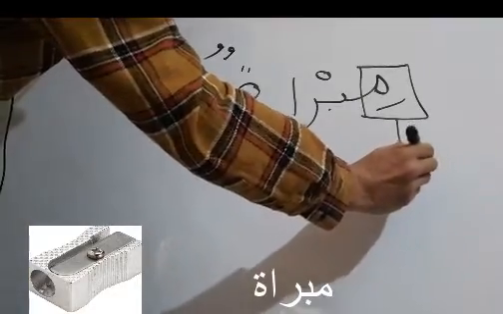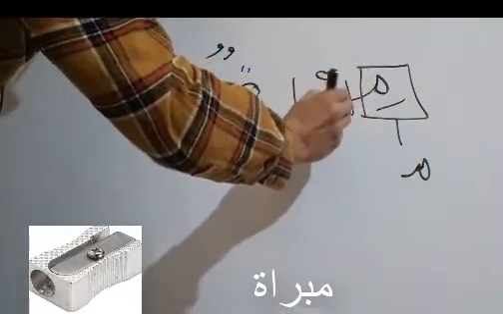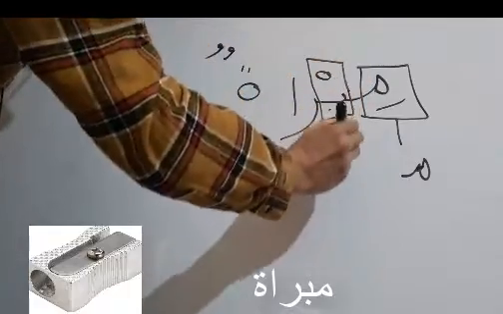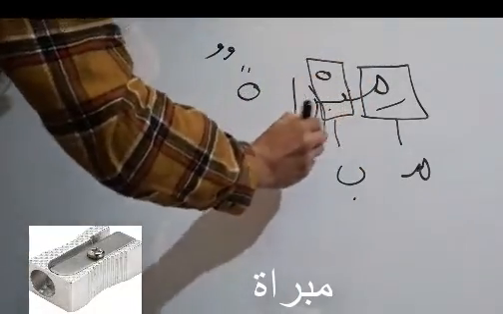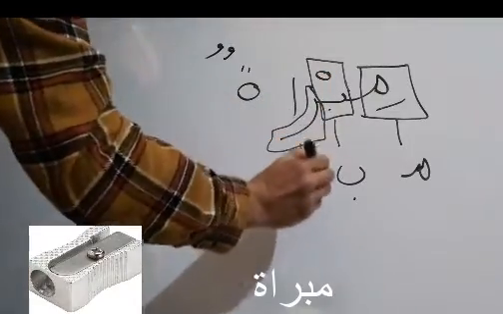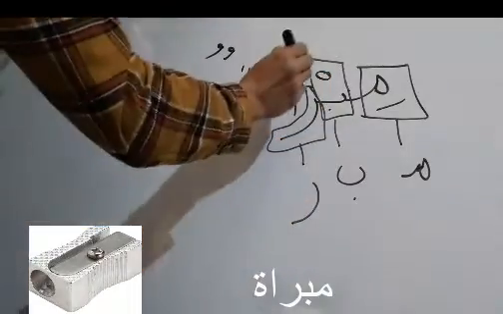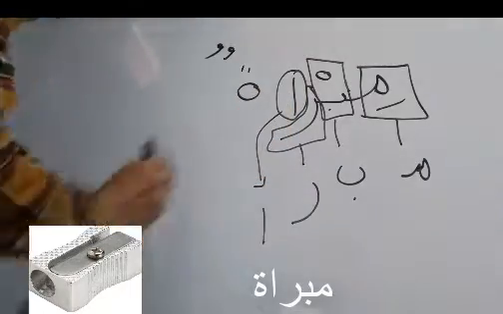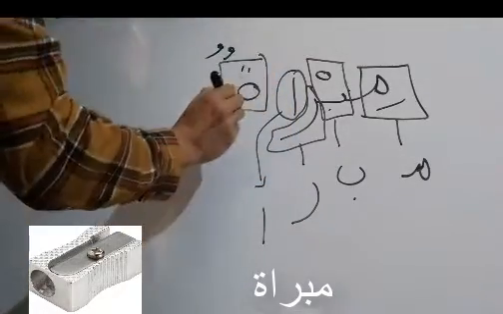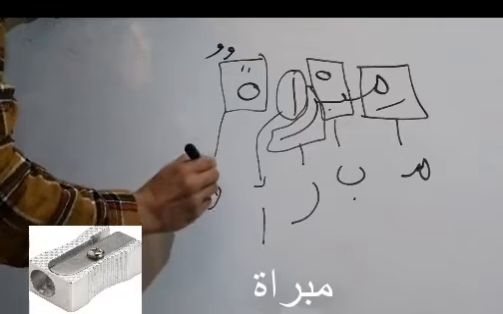مبرات. This is ميم. And this is باء. And this is راء. This is ألف. ألف. And this is closed تاء.